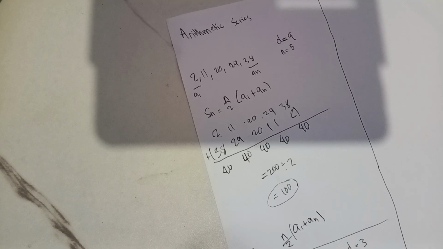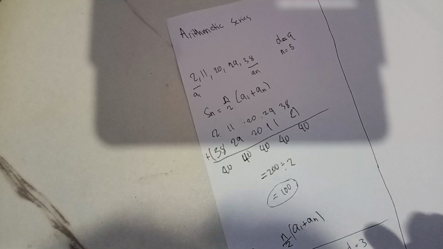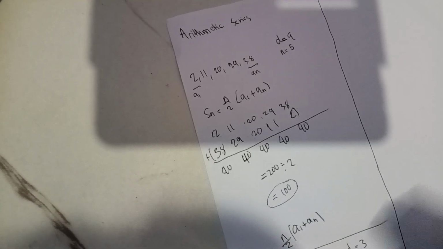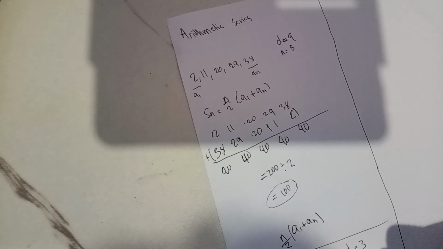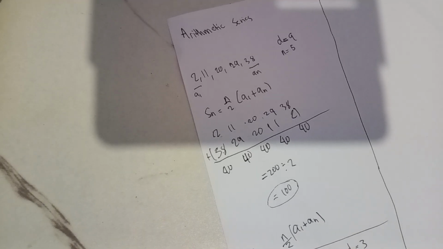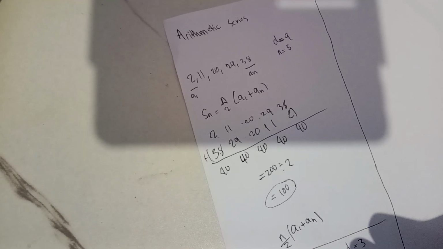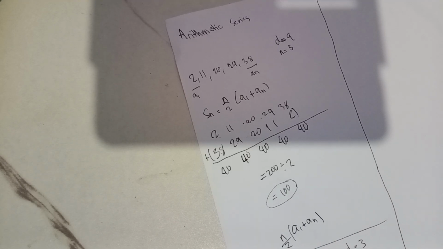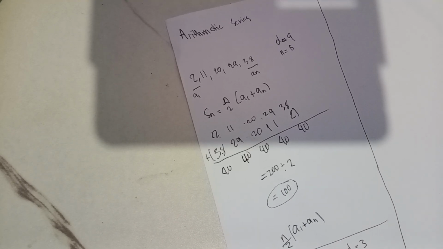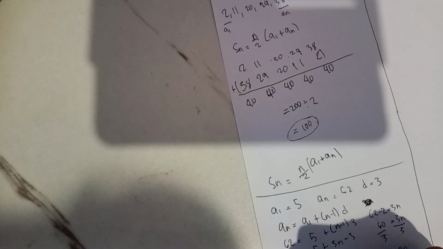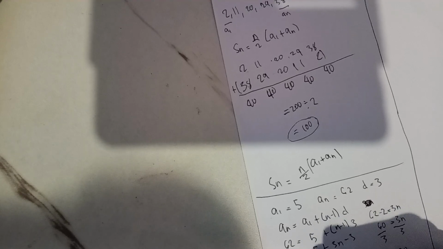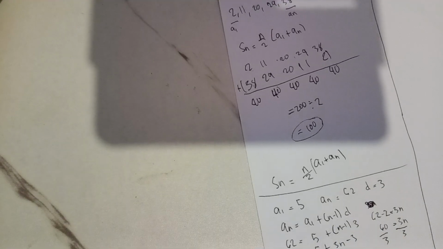Now, in order to isolate n, we need to divide both sides by the value of 3. So, n now is 60 over 3, that is 20. So, our number of terms in this given is 20. So, now we can use our formula, or the arithmetic series formula. So, Sn is equal to n over 2 times a1 plus an.